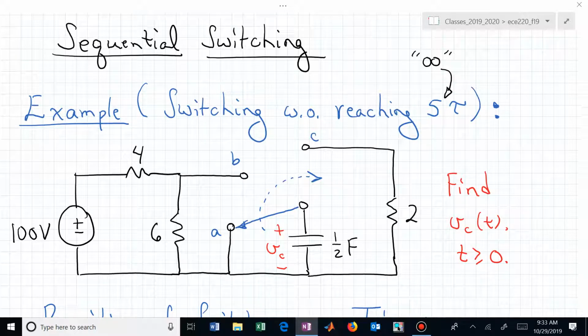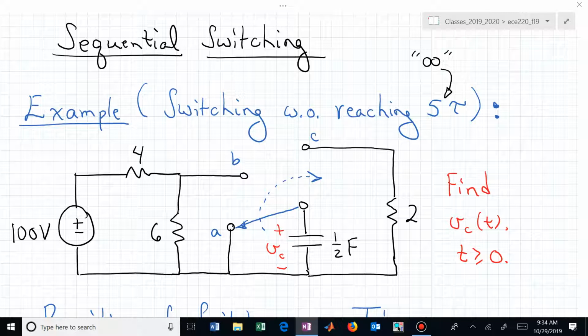Here's our example for switching before infinity. That just sounds so dramatic. So switching before infinity, or it's really switching without reaching 5 tau. That doesn't sound so inspiring. So you can now say switching before infinity, switching before we've reached infinity. It really means switching before we've reached this 5 time constant time interval. And tau depends obviously on where that switch is located.